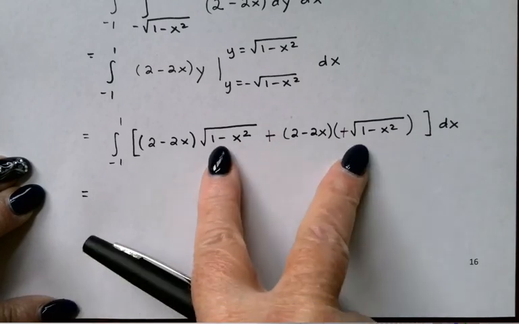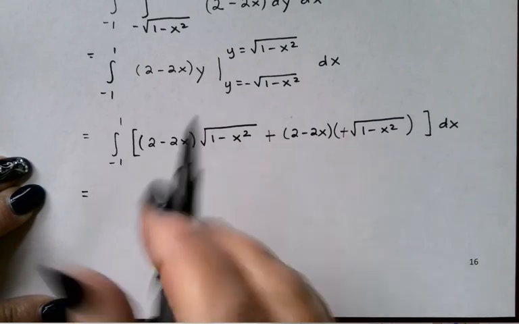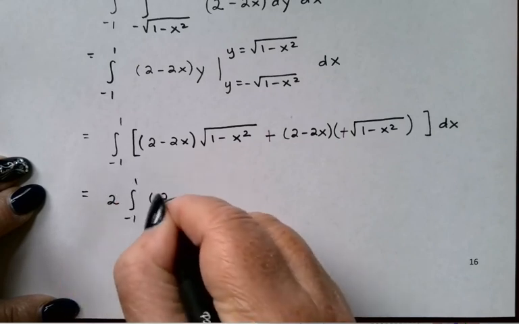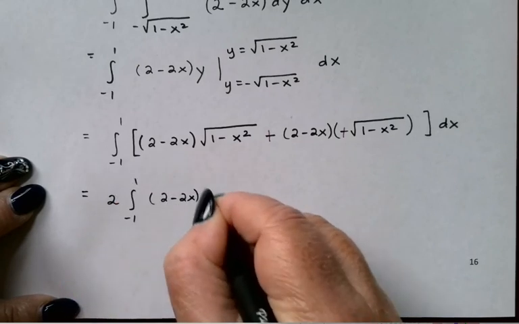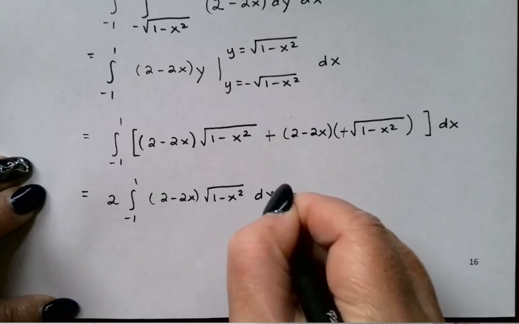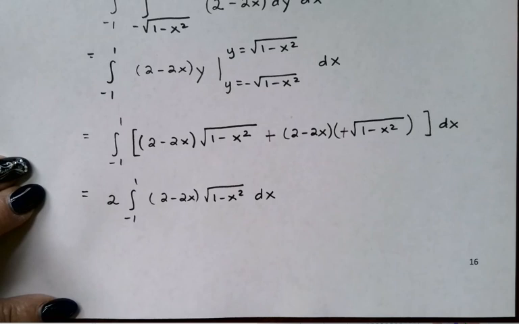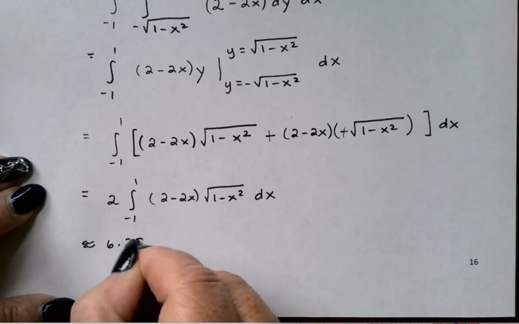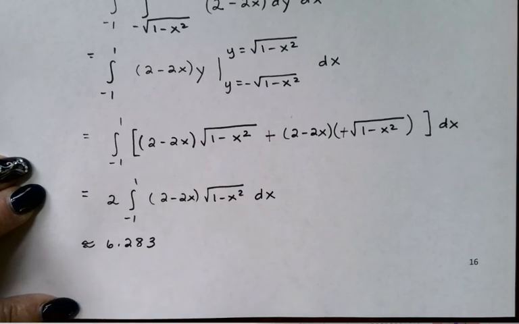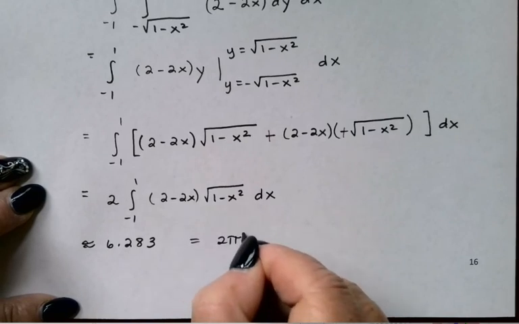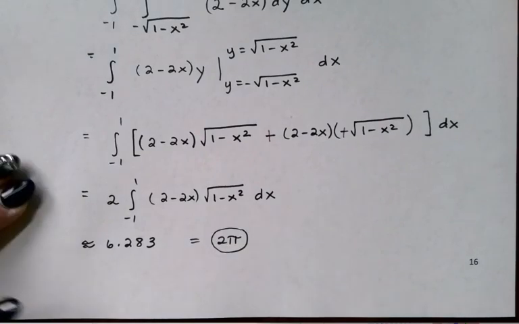So I really have two copies of the same thing. I could pull the 2 out here just to make my typing into the calculator a little easier, and just say I have 2 of those terms. And when I did that integral on the calculator, I ended up with about 6.283. And I got a little suspicious seeing that number and double-checked, and in fact it did turn out to be exactly 2 pi for the value of that integral.